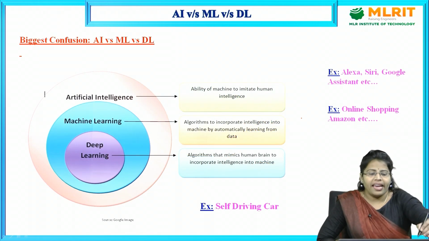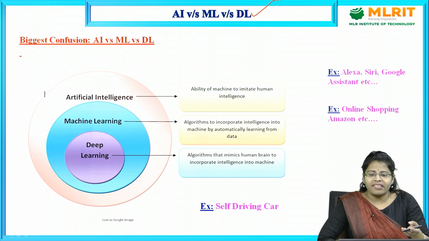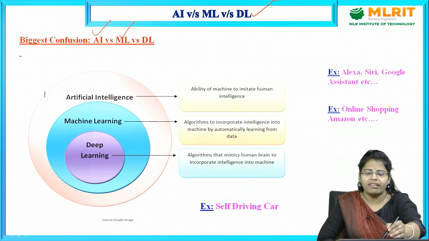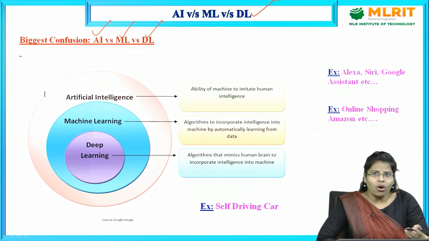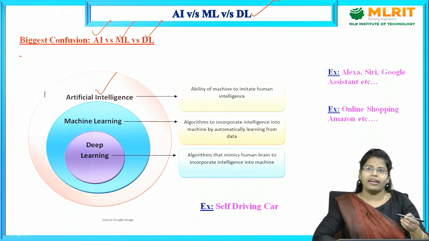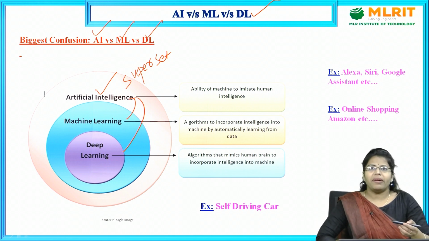Next, AI versus ML versus deep learning. Many people in the world have the biggest confusion that artificial intelligence, machine learning and deep learning are all the same. But they are wrong. They are totally different. Let me clarify things for you. First of all, artificial intelligence. It is a superset of ML and deep learning. What do you mean by artificial intelligence?